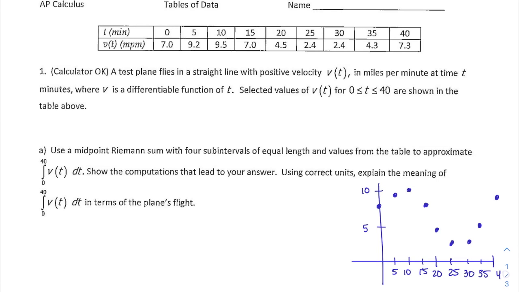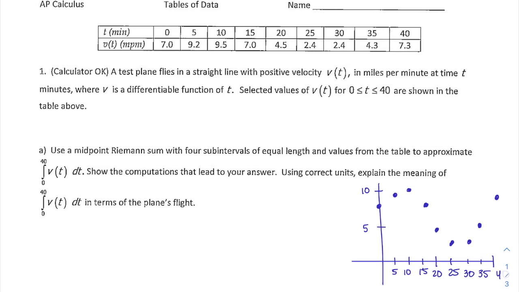A test plane flies in a straight line with positive velocity v of t in miles per minute at time t minutes, where v is a differentiable function of t. Selected values of v of t for 0 to 40 are shown in the table above. So part A, it says use a midpoint Riemann sum with 4 subdivisions of equal length and values from the table to approximate the integral from 0 to 40 of v of t. We want to show the computations that lead to our answers, and we're going to use correct units. Explain the meaning of this integral from 0 to 40 of v of t dt in terms of the plane's flight.